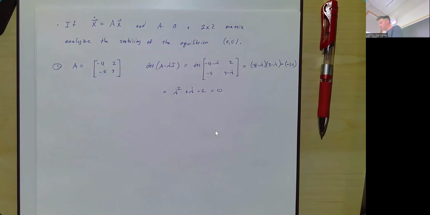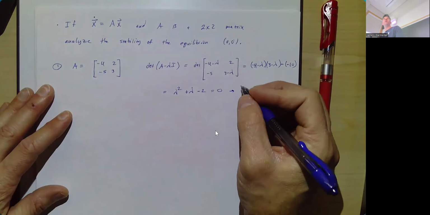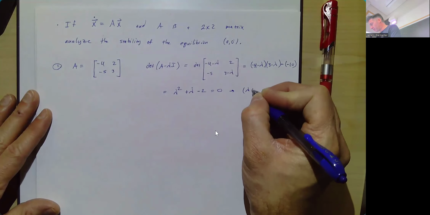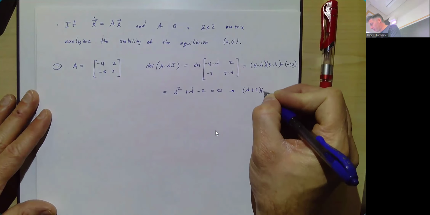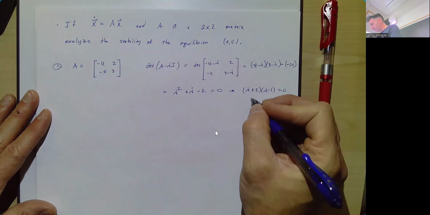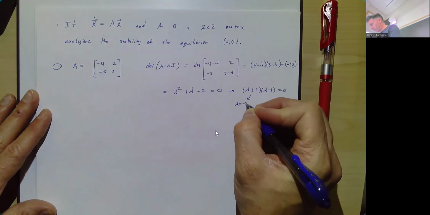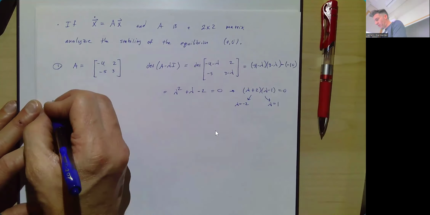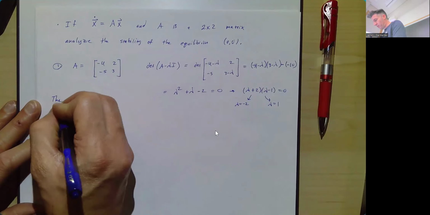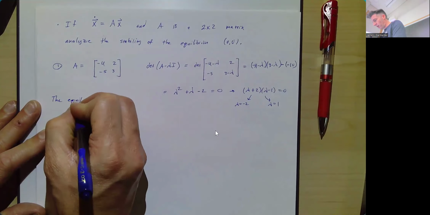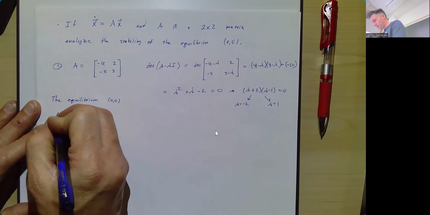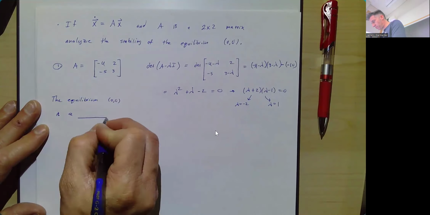It does factor. They don't always factor. A lot of the times they'll factor, but sometimes they don't. We get lambda plus 2 times lambda minus 1 equal to 0. So I'm getting lambda equal to -2 and lambda equal to +1. So that means that the equilibrium 0, 0 is what kind of thing? It is a saddle.